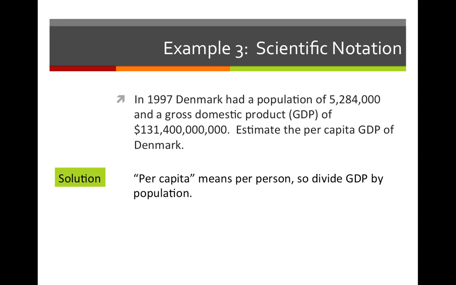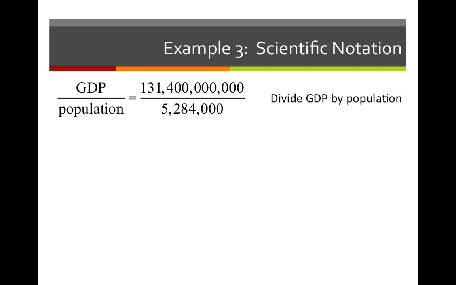So first of all, in case you're not familiar with this term, per capita simply means per person. So we're going to divide the GDP by the population to find out how much money it is per person. So when we set that up, we're going to end up having to divide 131,400,000,000 by 5,284,000. Now I don't know about you, but that does not look like a fun problem to divide, especially if I have to do it by hand.